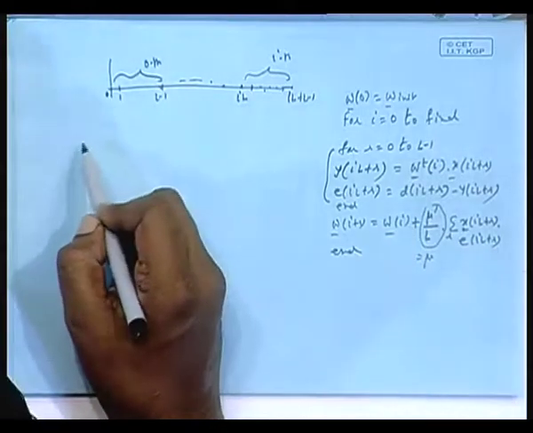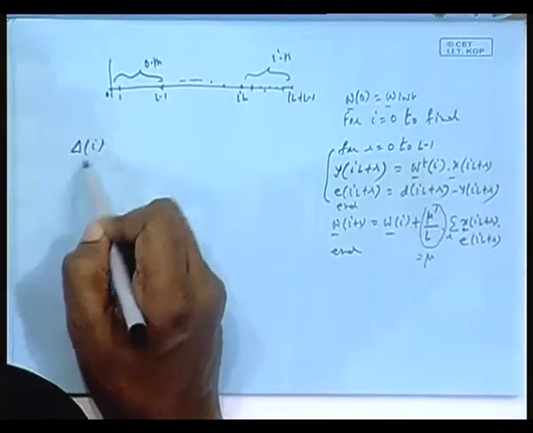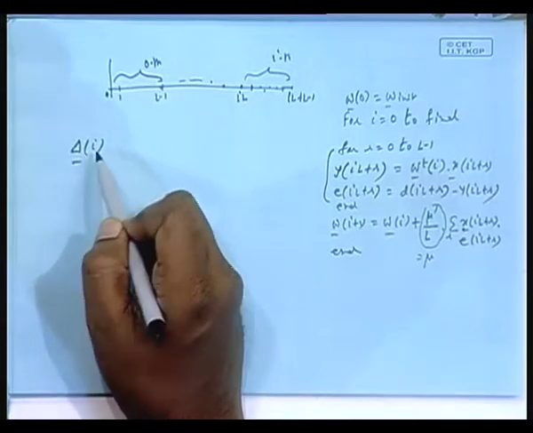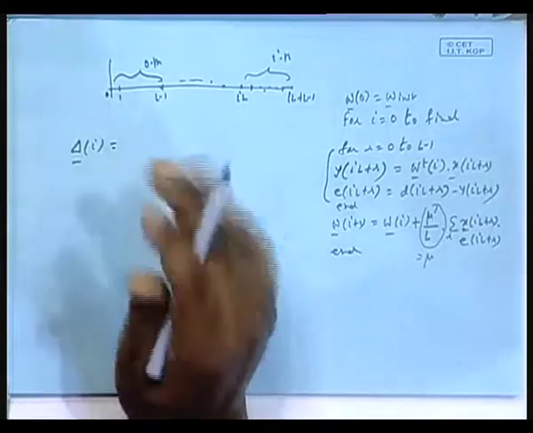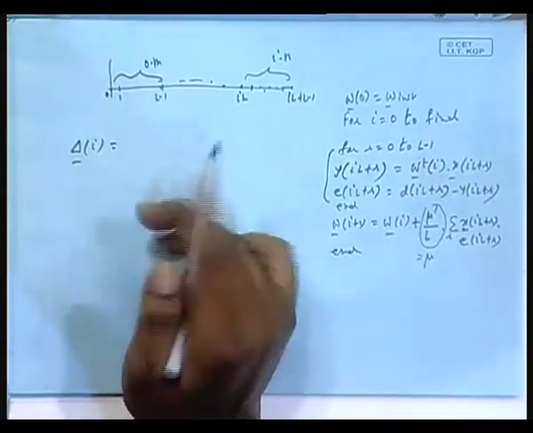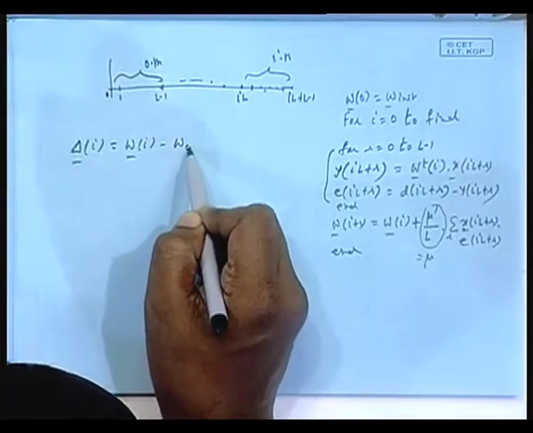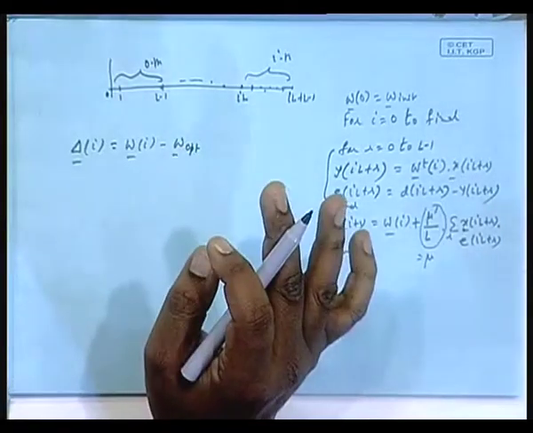Suppose we define the weight error vector for the ith iteration. Earlier it was delta n, now it is delta i. This is the only difference, because weights are changing over i, block to block, not over n. So it was W i minus W opt. W opt remains as usual, that is the optimal filter, R inverse P.